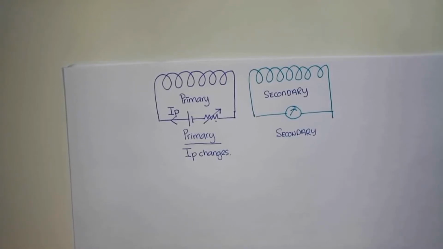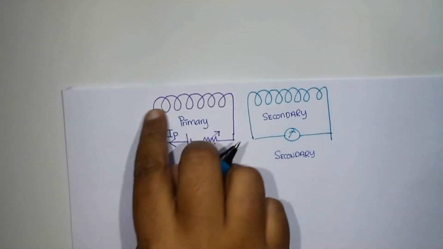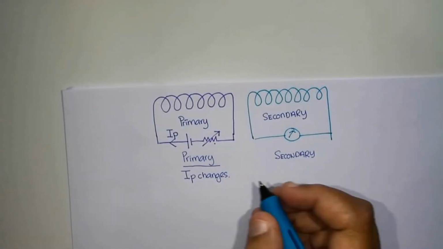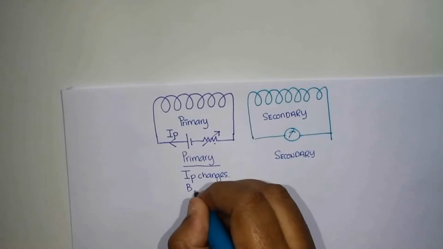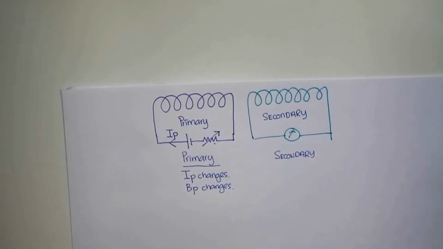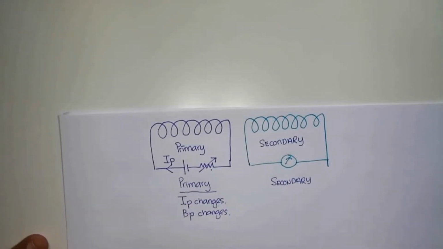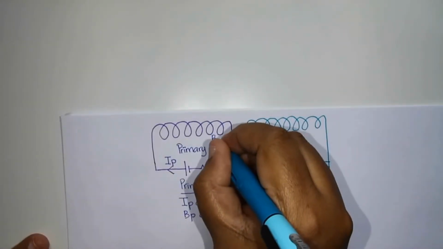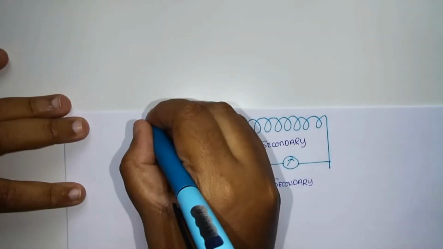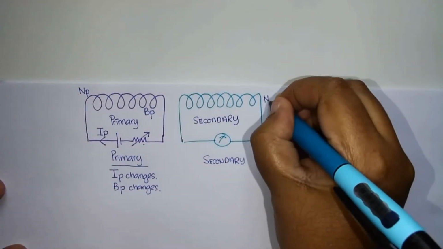When the current changes, there is a magnetic field in the primary coil, correct? So the magnetic field in the primary coil will change. That's what happens in the primary. Here in the primary, I'm going to label the magnetic field strength as BP and the number of turns in the primary coil as NP. The number of turns in the secondary coil is NS.